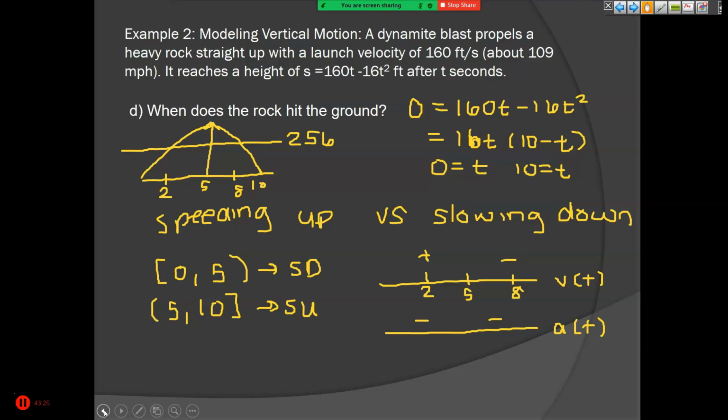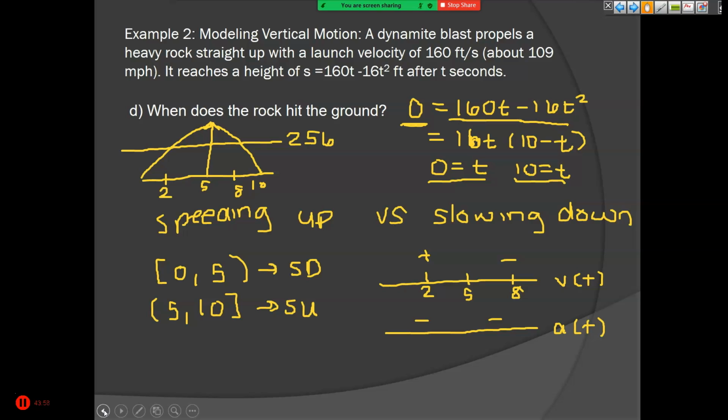So the rock will hit the ground when its height is 0. So what we did was take the height of the rock and set it equal to 0. And you get 2 values because this is its initial, it starts on the ground, and then this is when it hits the ground again.